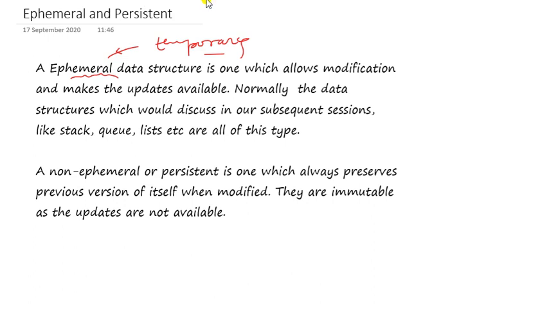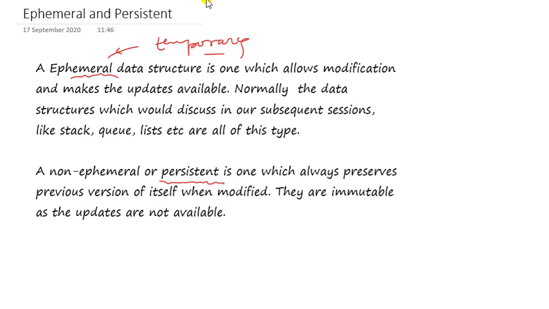They are not persistent, they are not stored permanently. What does it mean here? Say when you create a stack or a queue, you modify them. When you modify, the modified data structure is available to you. And a non-ephemeral or persistent data structure is one, this is what we call non-ephemeral.